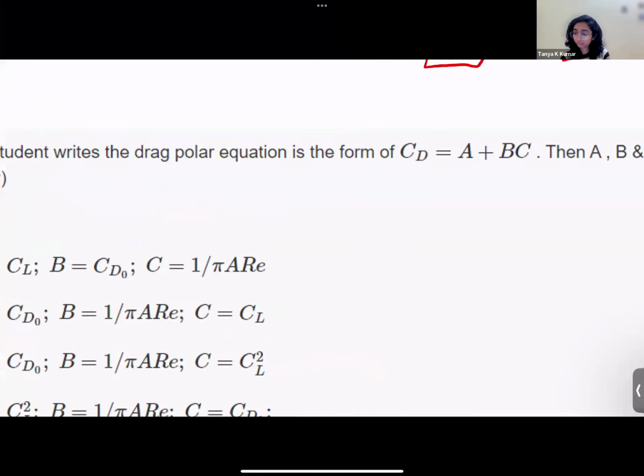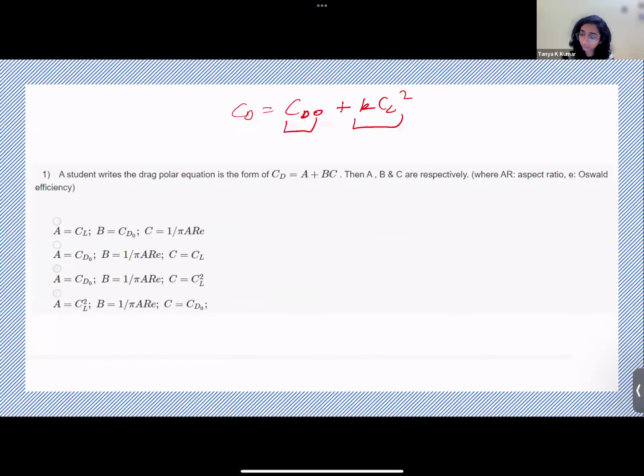This is induced drag. And what was CD naught? What was that called? Okay, so you remember induced drag. What was the other one? CD naught, what was it referred to as? Parasite drag. Exactly. This is the parasitic drag.